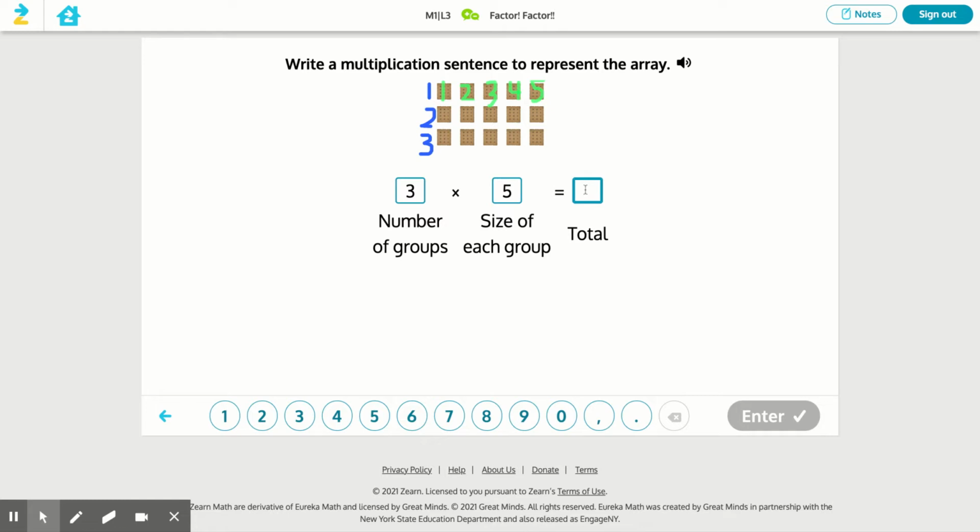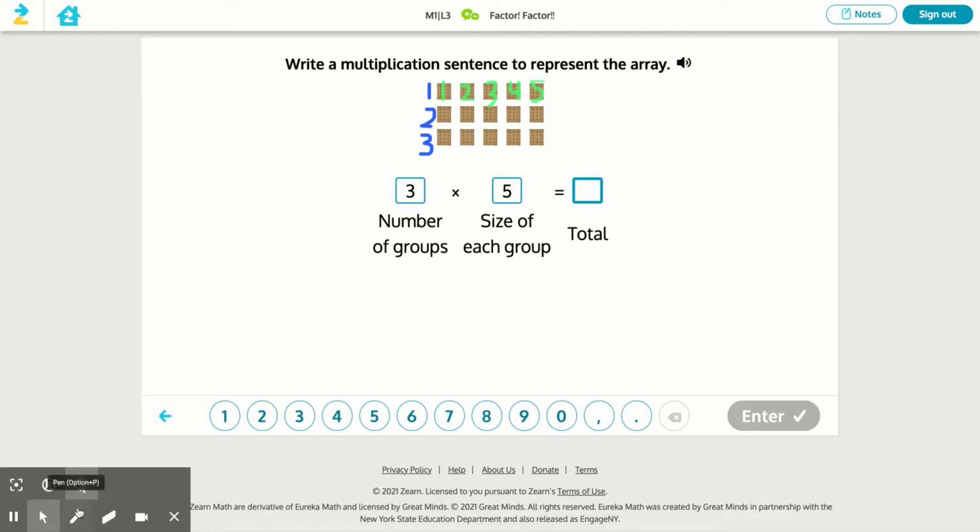Finally, we're going to list the product. Please write the product in your Nearpod. What is the product? Remember, we learned last week that we can find the product by skip counting. Tell me what the product is in your Nearpod now.